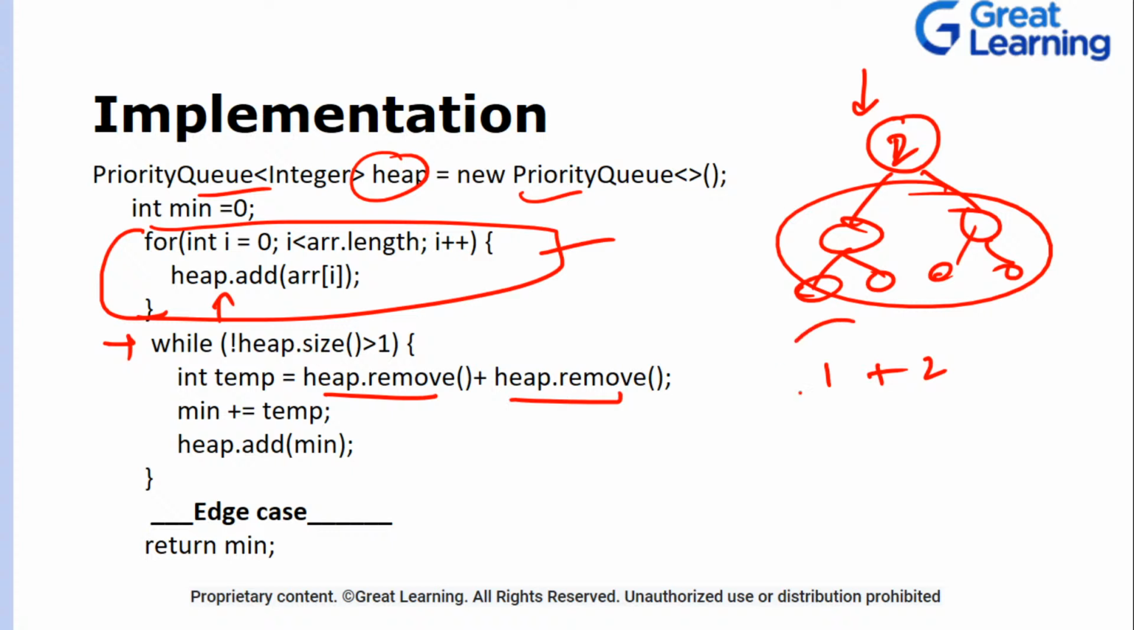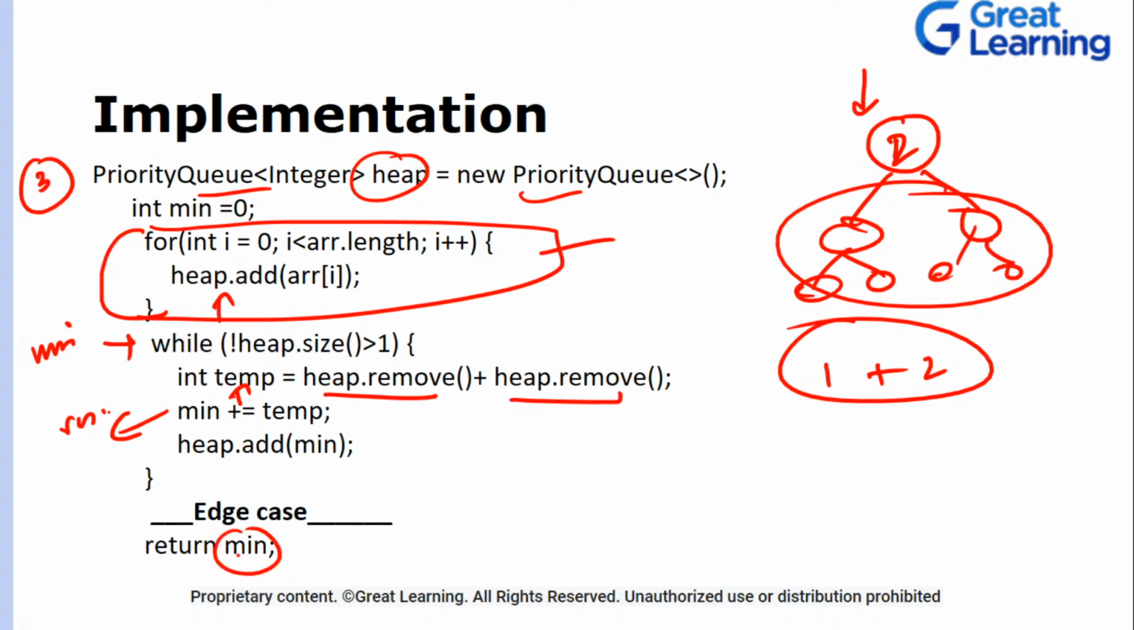I am adding them up, storing them in temp, right? And I am calculating the minimum value, which is my answer. Basically I should write it as result. So I am adding them in the min. So let's suppose 3, I have added it in the min, right, which is the minimum value that I will be getting, and I will be returning the minimum value, which is my answer basically. Okay, and then what I'm doing, I'm adding this min again in the heap, that is, I'm adding this 3 again in the heap.